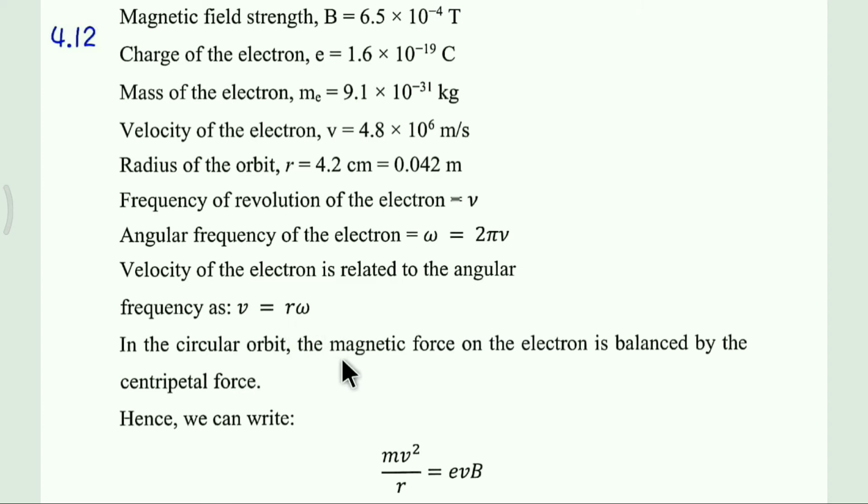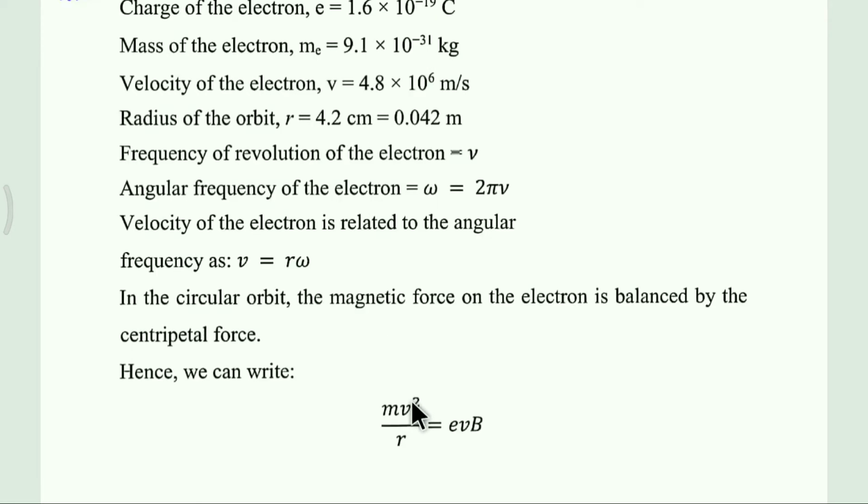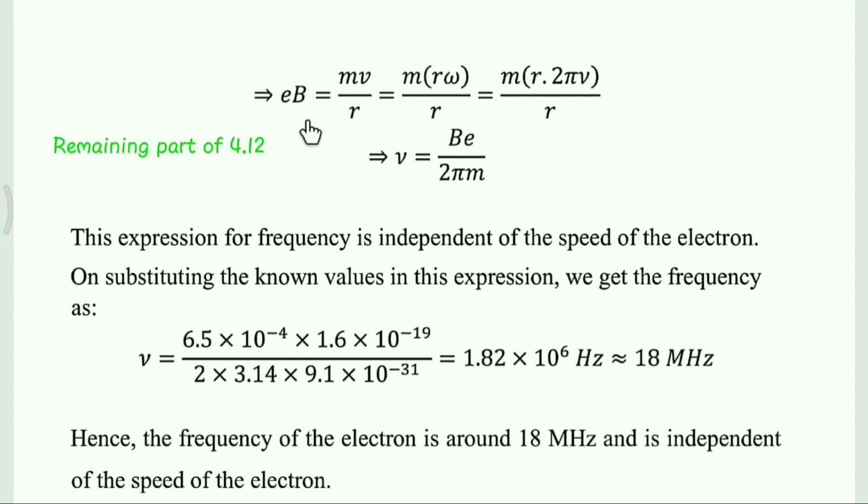In the circular orbit, the magnetic force on the electron is balanced by the centripetal force. Same theory. So mv squared by r is equal to evB. The previous equation. Next part. Now evB is equal to mv by r, so m r omega by r, so m r 2 pi nu by r.